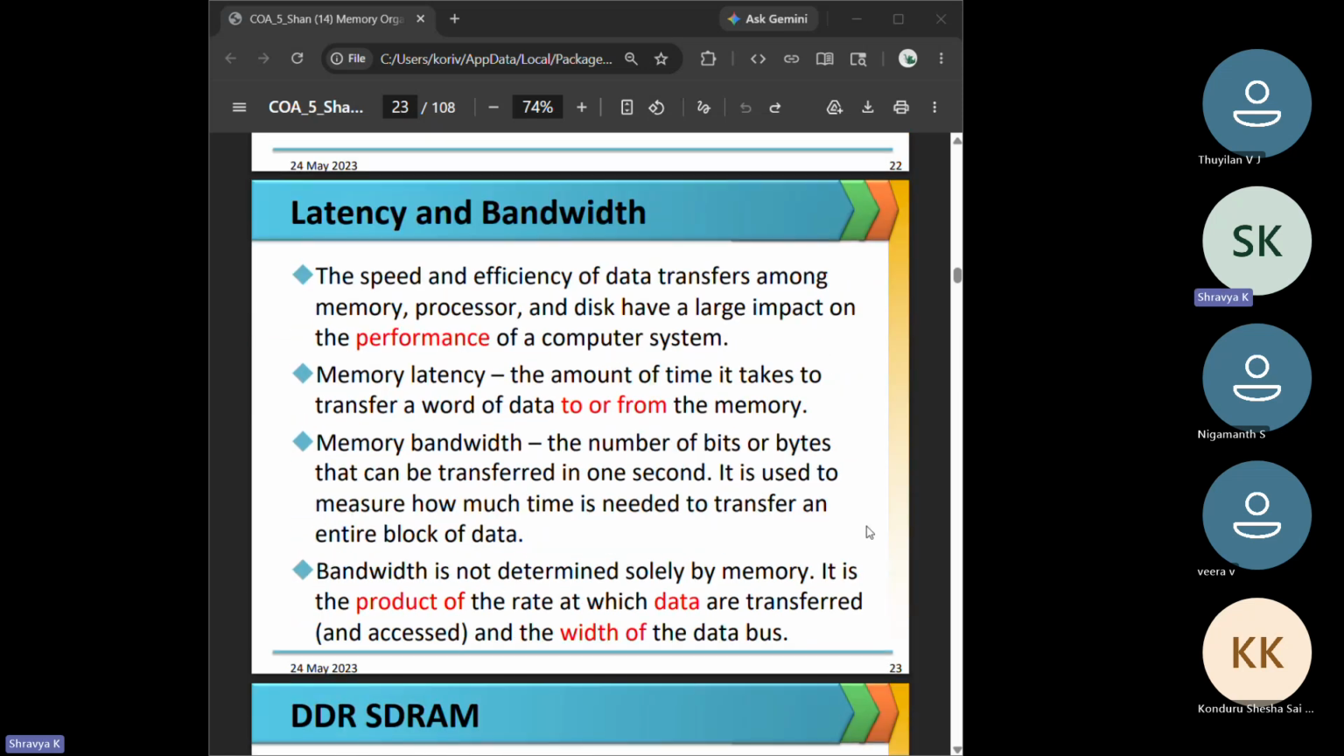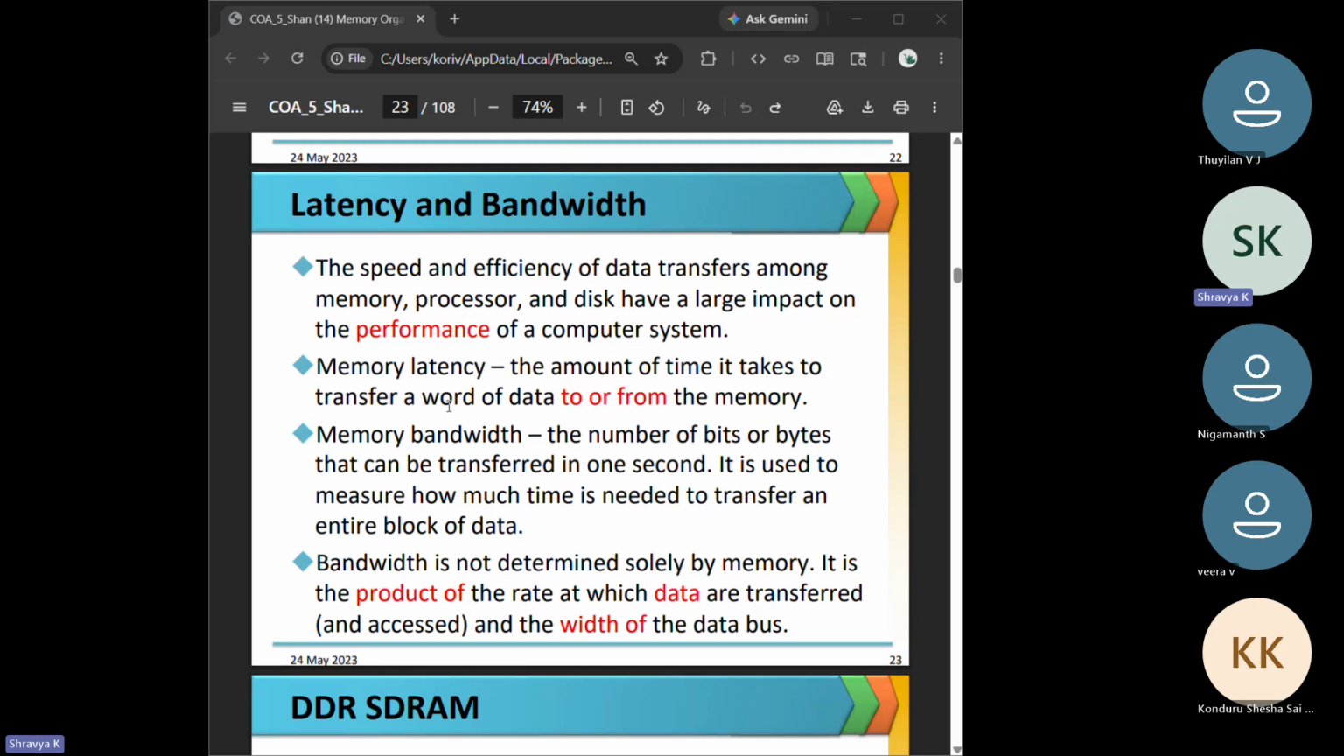Okay, so moving on to latency and bandwidth, right? The speed and efficiency of data transfers among memory, processor, and disk have a large impact on the performance of a computer system, right? So it's both the speed and the efficiency that have an impact. And you have two things to take into consideration. One is the memory latency, which is the amount of time it takes to transfer one word of data to and from the memory. And then you have memory bandwidth, which is the number of bits or bytes that can be transferred in 1 second.